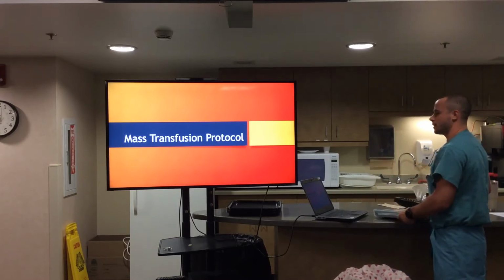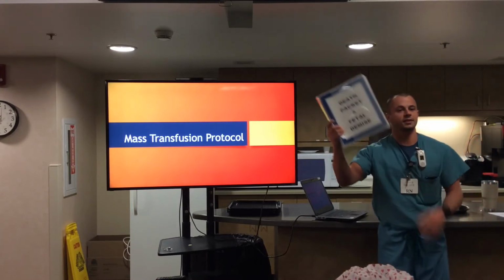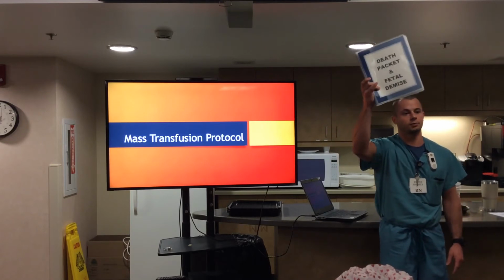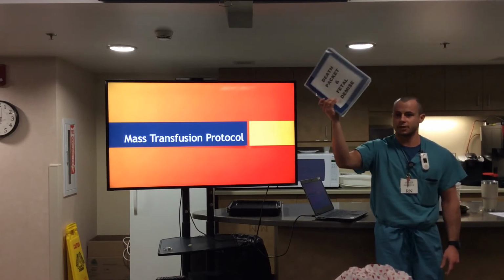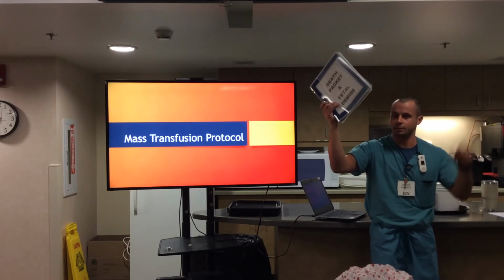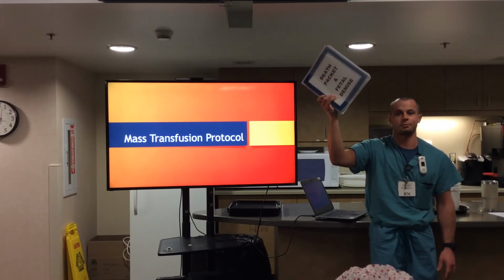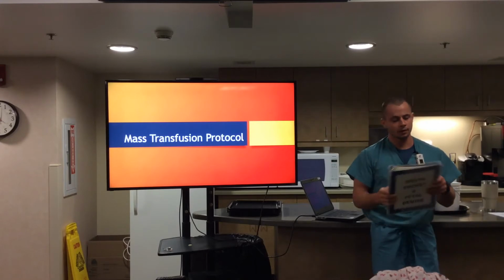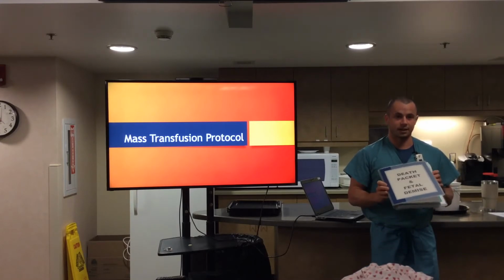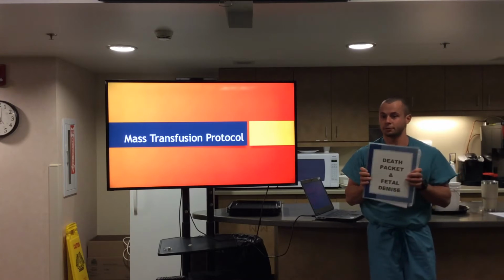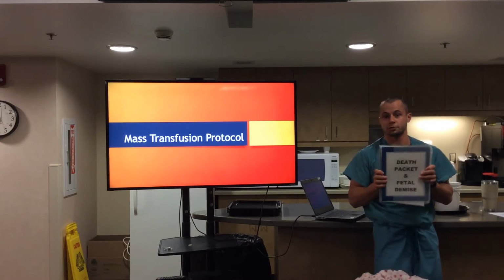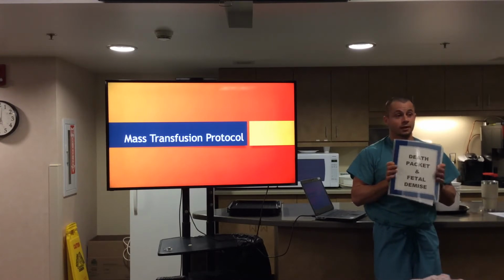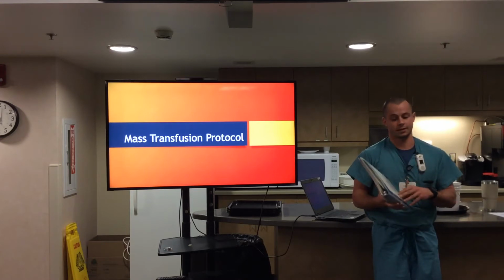All right, let's start with this. Everyone knows what this is: death packet and fetal demise protocol. Okay, so this is the binder that stays behind the desk up in the file cabinet. This is what you grab whenever you have an expired patient. You have a patient who comes to the OR, doesn't make it. Okay. I recently revamped this entire thing, okay? So it used to be extremely confusing with a whole stack of paperwork. We weren't sure which ones need to be filled out and which ones didn't. So I recently redid it for all of us, okay?